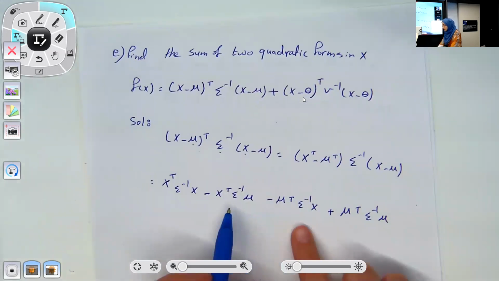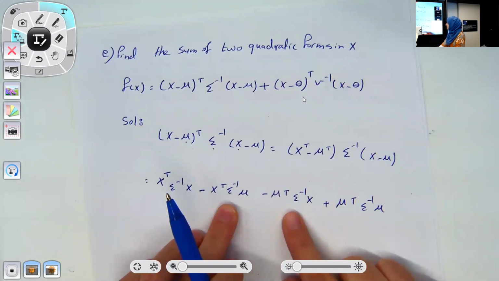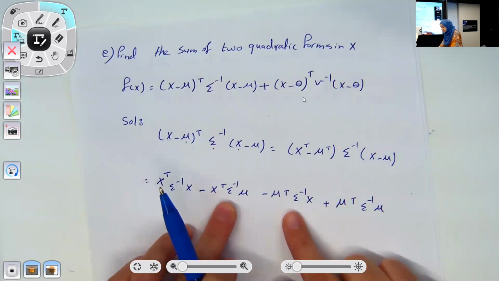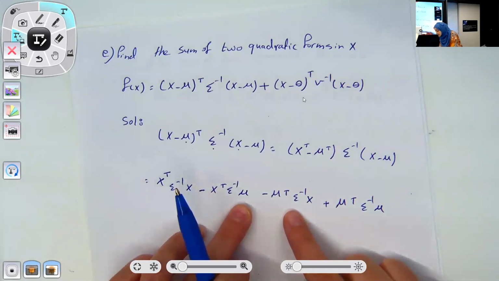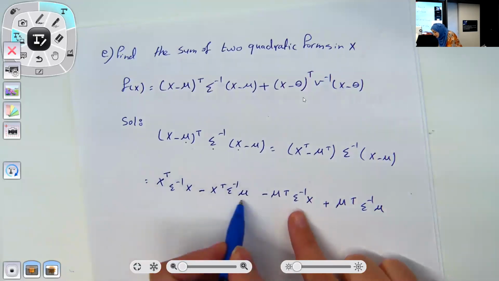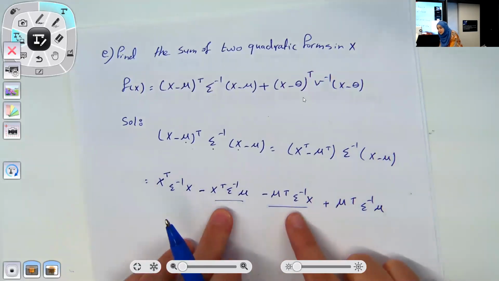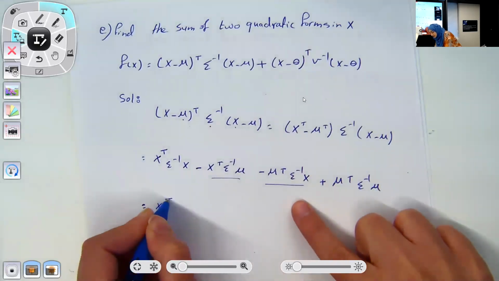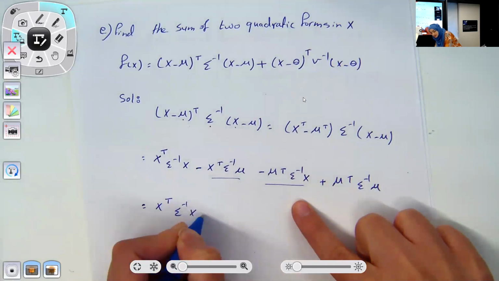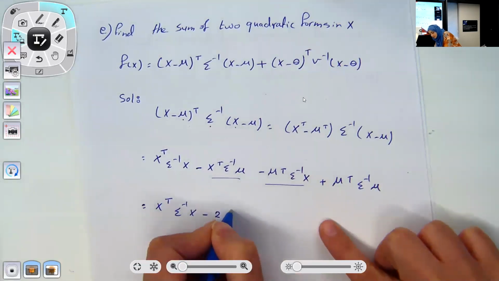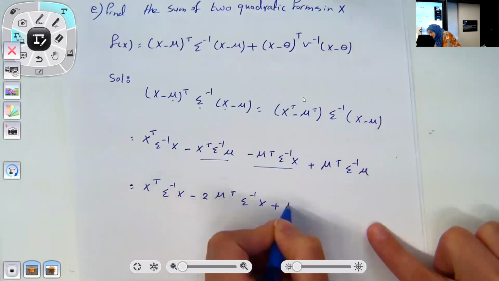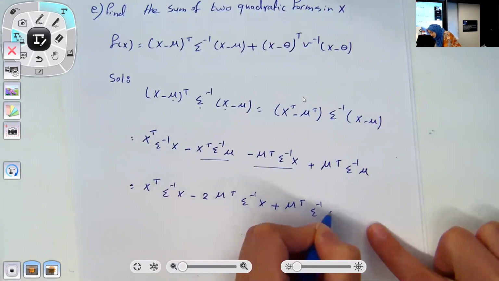Look here, if you look, this part and this part is the same because this is a column transpose times a matrix times a vector. So if you try to find this one and this one, both will give you the same answer. So we can write it as X transpose sigma inverse X minus 2 mu transpose sigma inverse X plus mu transpose sigma inverse mu.